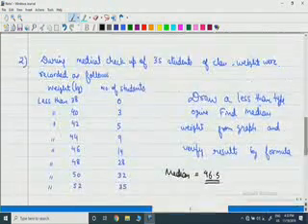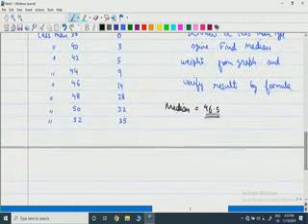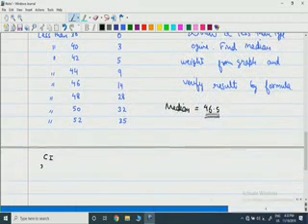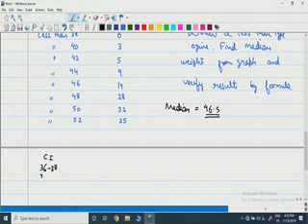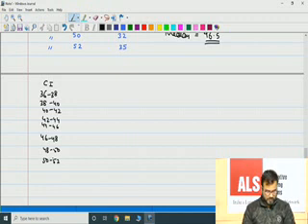Since you know the difference is 2, 38, 40, 42, the class intervals should be 36 to 38, then 38 to 40, 40 to 42, 42 to 44, 44 to 46, 46 to 48, 48 to 50, and 50 to 52.